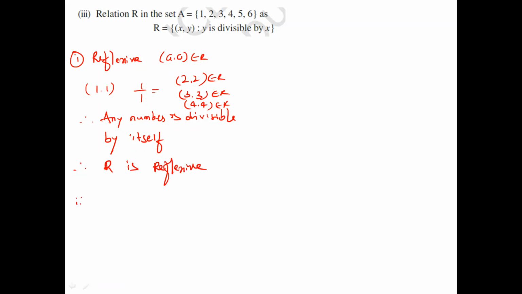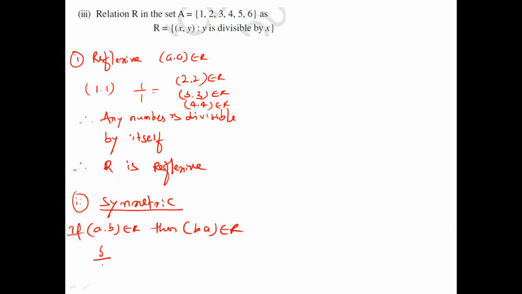And the second one is symmetric. Okay, symmetric. What is the definition? If (a, b) belongs to R, then (b, a) belongs to R. To understand this, here (a, b) means, what was the definition of this one? It is nothing but b by a, is it right? Y is divisible by X means it is b by a.